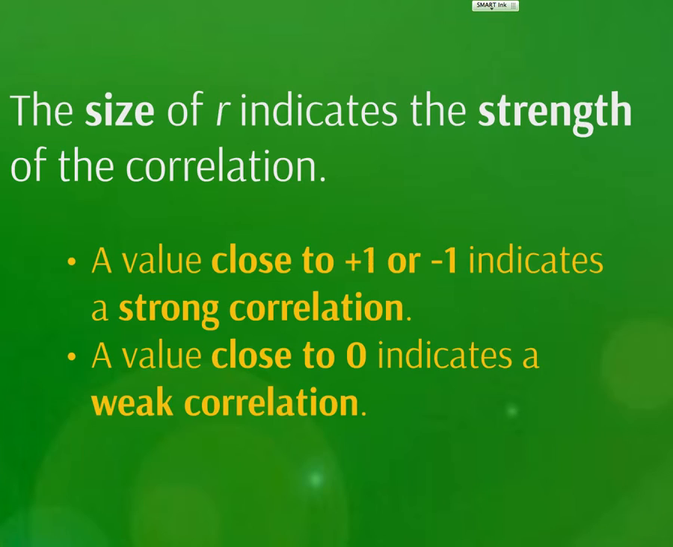If you have a number closer to 0, that indicates a weak correlation. So if you have like 0.2, 0.3, negative 0.3, negative 0.4, those would be pretty close to 0 and indicate a weak correlation.